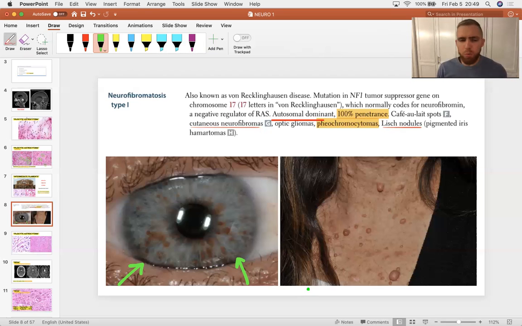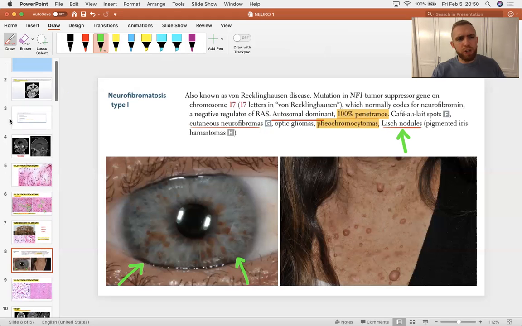And so the question would be, they give you pilocytic astrocytoma. It's easy to diagnose. It's GFAP positive. It's got Rosenthal fibers in it, like duh. But then they say, what else would you see in this patient? So then one answer would be maybe pigmented iris hamartomas. And then another answer would be something from NF2, like bilateral acoustic schwannomas. So you'd have to remember that this particular cancer is associated with NF1, not NF2. That's how they ask the question.